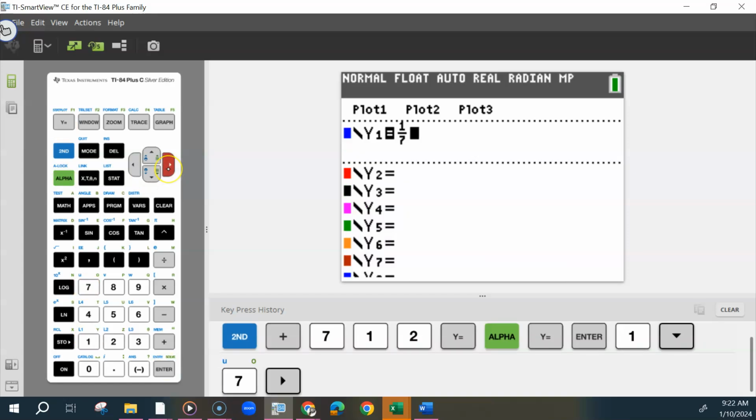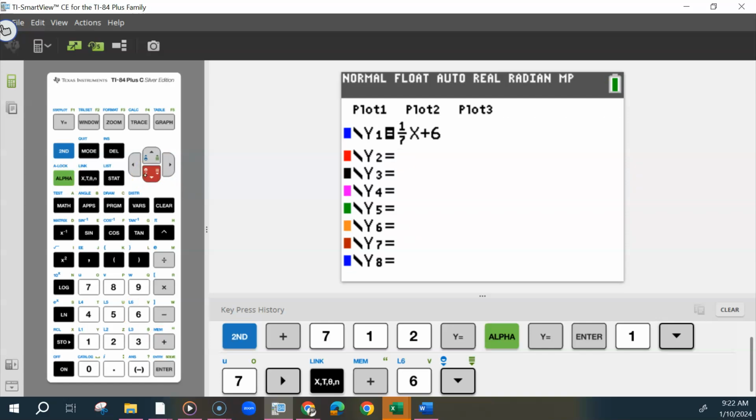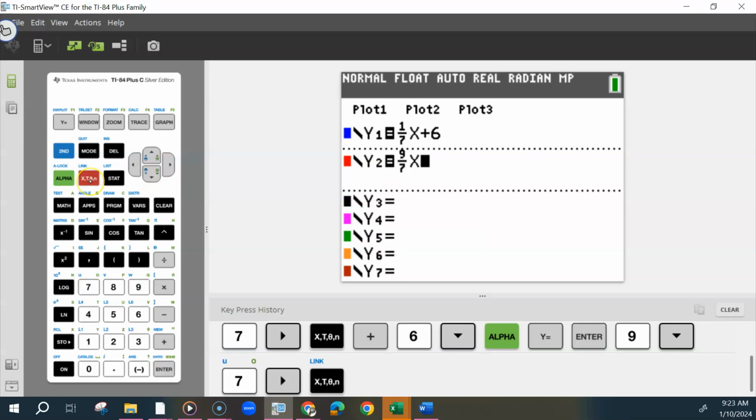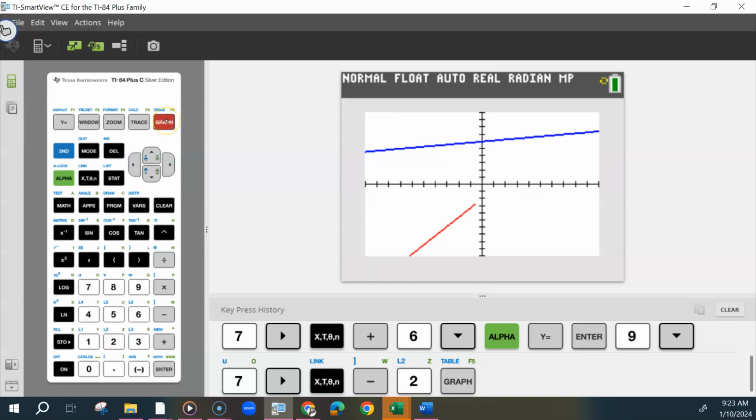So use y equals 1/7 x plus 6. And then the other one, 9/7 x minus 2. Once you have those both in, you're going to hit graph. And you should be able to see that they cross on your screen. Now, if you couldn't see where they cross, you would have to change your window or your zoom.